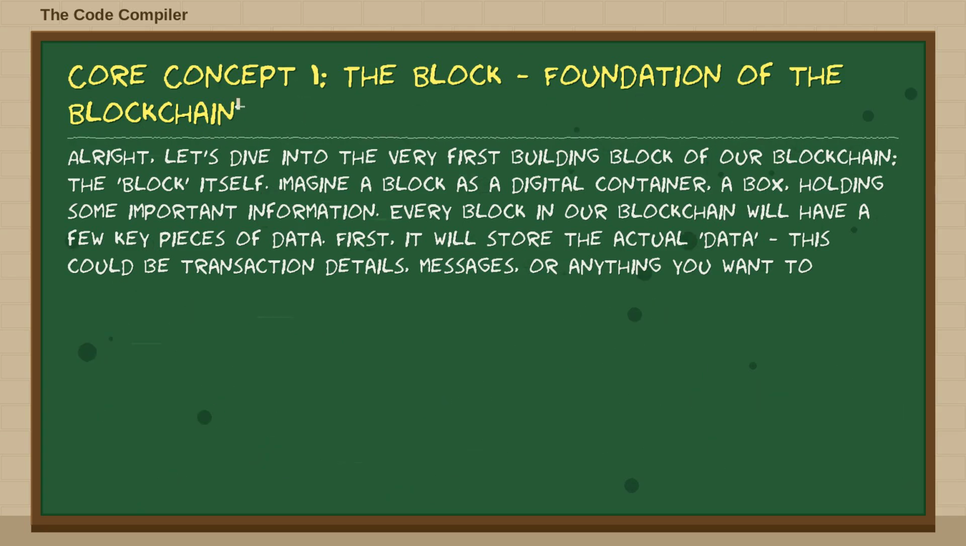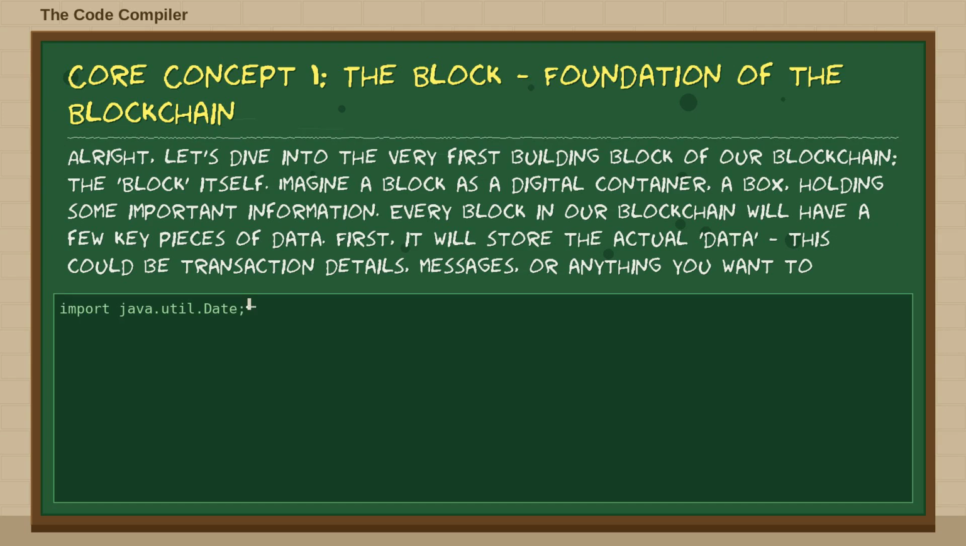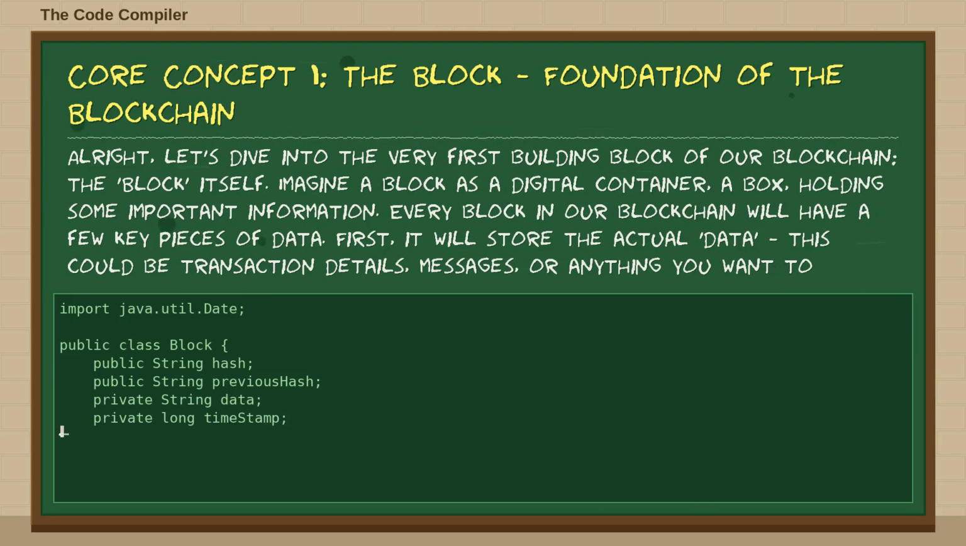Third, and very important, it will store the hash of the previous block in the chain. And finally, each block will have its own unique hash, which is like its digital fingerprint. This hash is calculated based on all the data inside the block. On the whiteboard, you can see our block class structure. It's a simple Java class with these fields and a constructor to initialize them. This forms the fundamental unit of our entire blockchain structure.